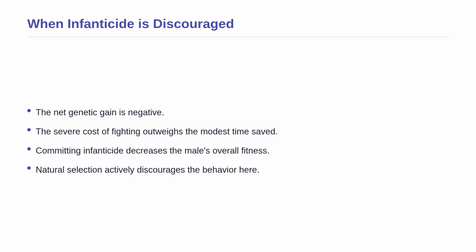Therefore, natural selection will actively discourage infanticide in this monkey population. Males who try it will leave behind fewer offspring than those who do not. Over time, males in this species will likely evolve to leave the infants alone, proving that social structure heavily impacts evolutionary math.